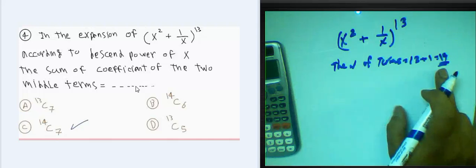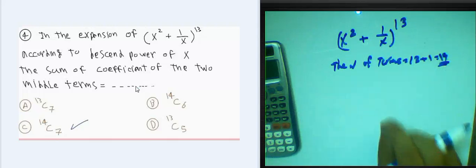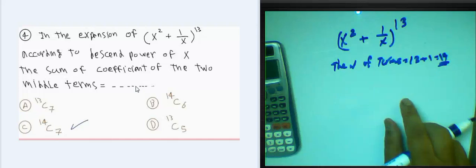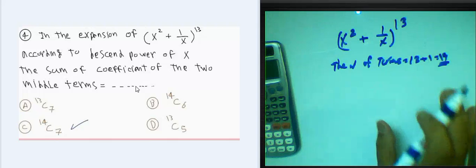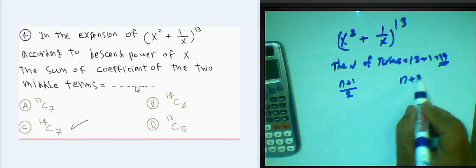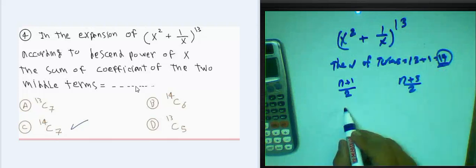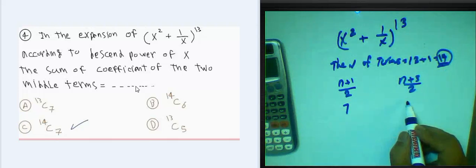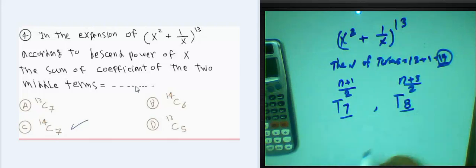We know there are 14 terms, which is even, so we can find the middle ones. 14 divided by 2 is 7, so terms 7 and 8 are the middle. Then the order of the two middle terms is (n+1)/2 and (n+3)/2, or you can divide 14 by 2 to get 7, and the next term will be 8. Term 7 and term 8 are the middle terms. We have two terms here, and we want to find the sum of the coefficients of the middle terms.